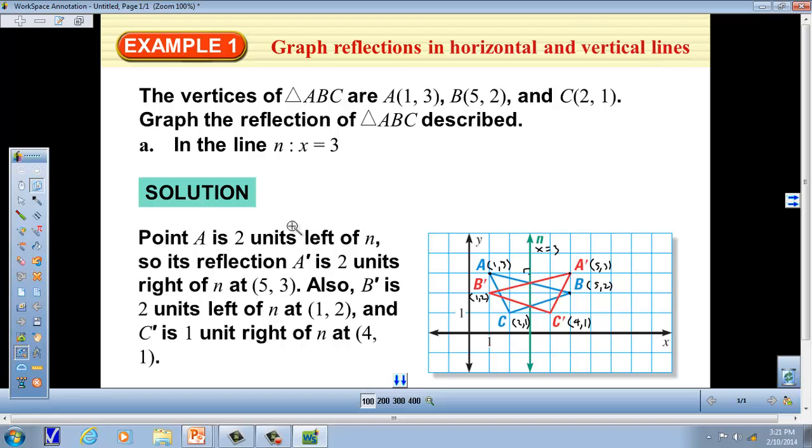So again, as it says here, point A is 2 units to the left of n, so we would make sure we're 2 units to the right of n. B is 2 units to the right of n, so to get B prime we would go another 2 units, and then C is 1 unit, so we would go 1 unit to the right. Okay?